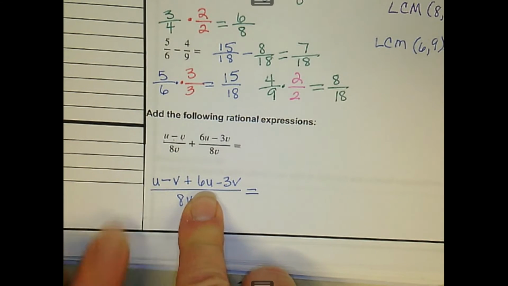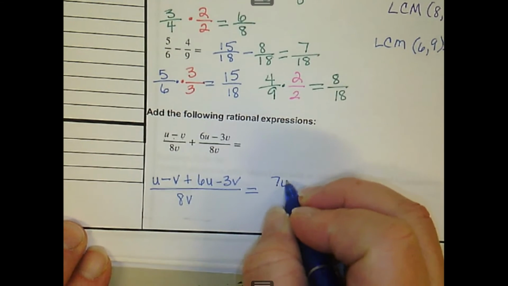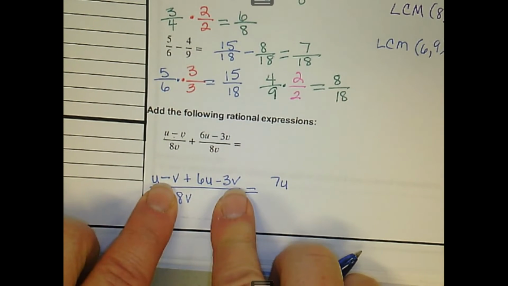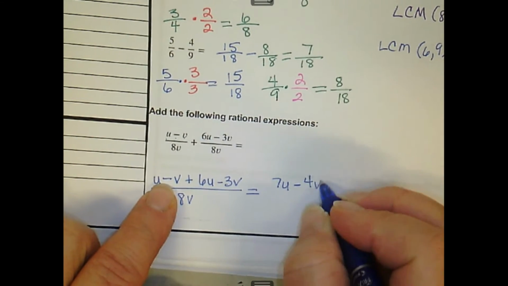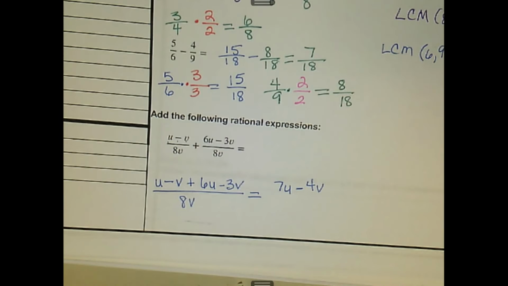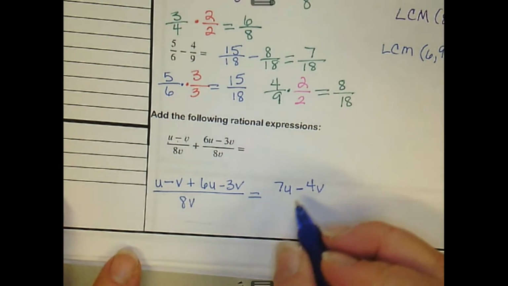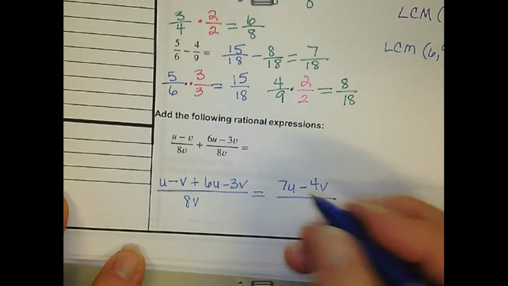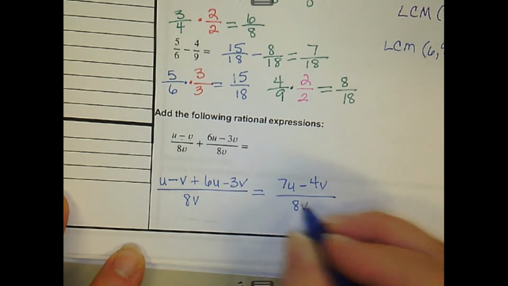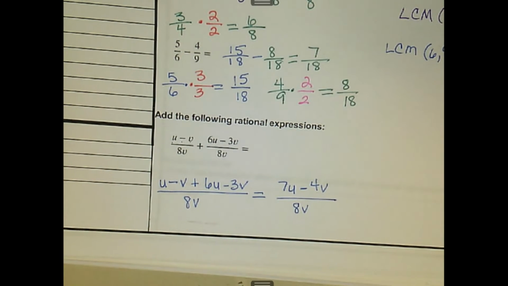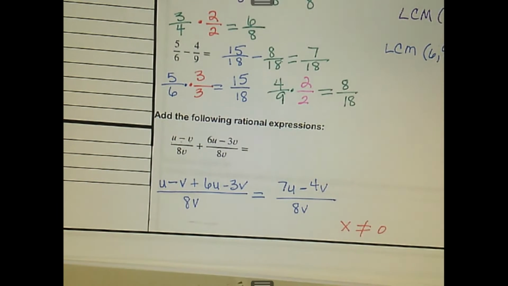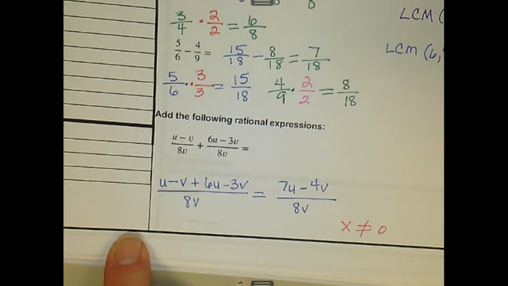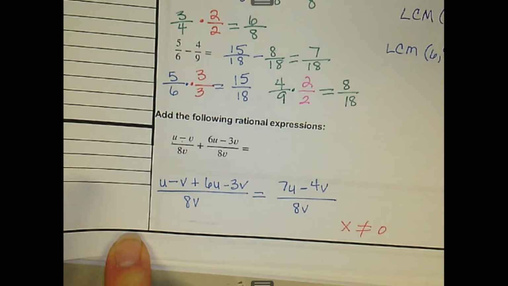1u plus 6u is 7u. Negative v minus 3v is minus 4v. Negative 1v plus negative 3v is negative 4v. The denominator stays the same. And we're done. If we're talking about constraints, we know that x cannot be equal to 0 because I can't multiply by 0 or divide by 0. I cannot divide by 0.